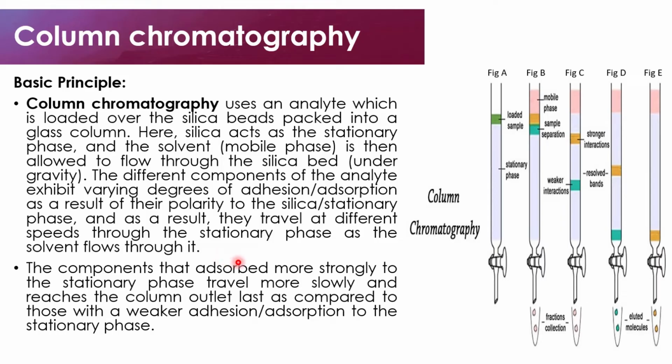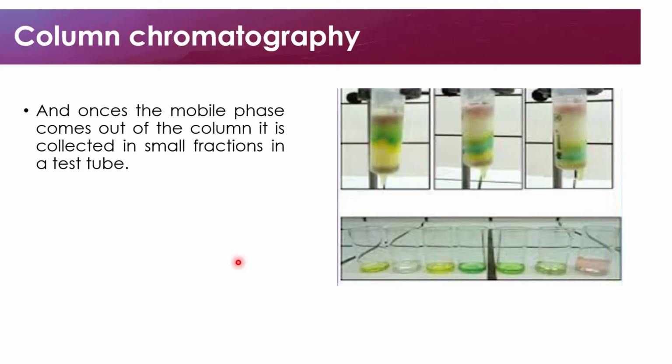Also, the components that adsorb more strongly to the stationary phase travel more slowly and reach the column outlet last, as compared to those with a weaker adhesion or adsorption to the stationary phase. And once the mobile phase comes out of the column, it is collected in small fractions in a test tube, as shown in this picture.